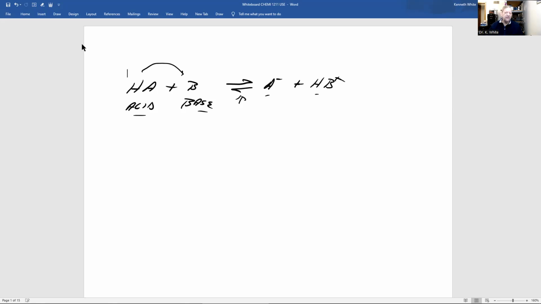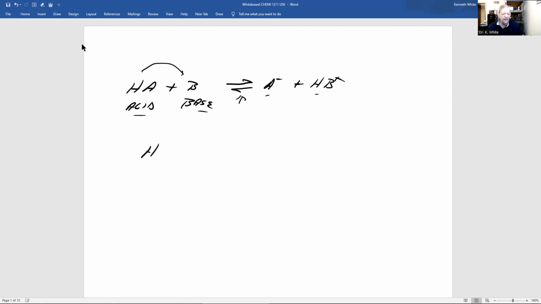In this class, we don't teach equilibrium reactions. I do in Chem 1211, which I teach also at COD some semesters. But that means the rates are going back and forth at the same time. Now, in real life, not all acids and bases are the same.